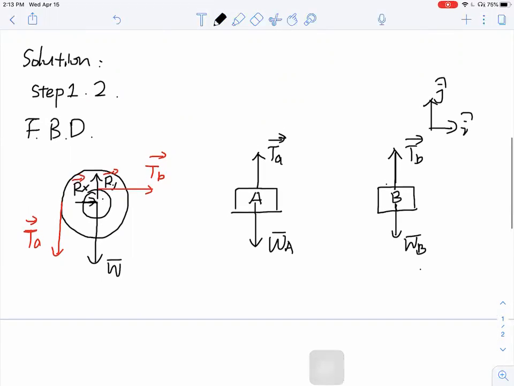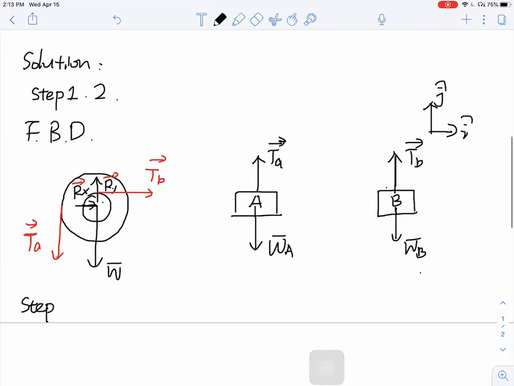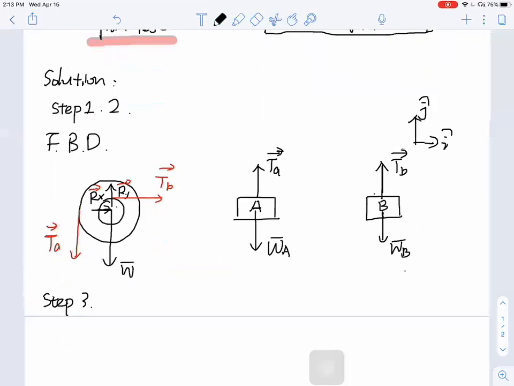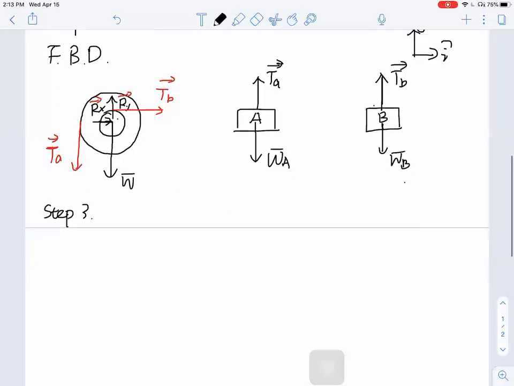Okay, so that's how we finish steps 1 and 2. And step 3 is to list all the forces in vector form. And same thing, since we have 3 masses here, I would suggest you list the vector form of all the forces for each rigid body.